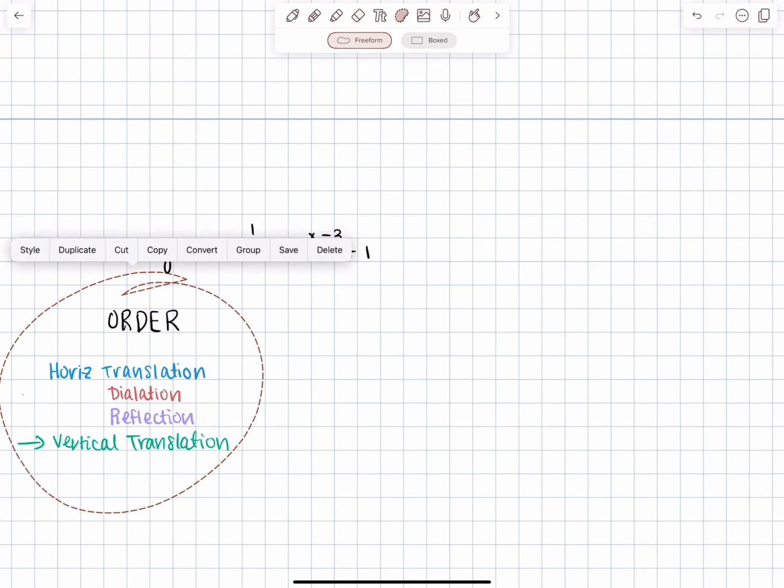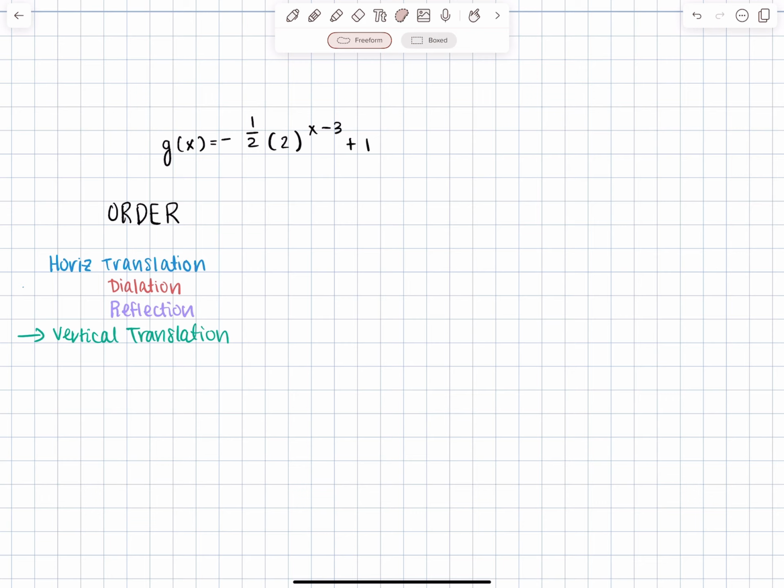The first thing we need to look for is horizontal translations. We see that there is one over here, by 3. So x minus 3, because although there are no parentheses, it's up there with the exponent. You see the plus 1 over here, that is a vertical translation. But if it's with the x, we know that this is a horizontal translation.